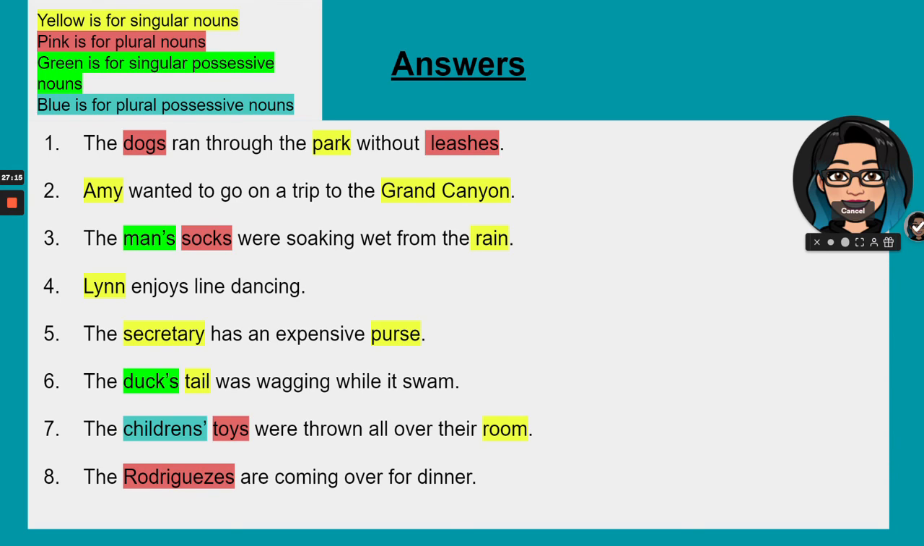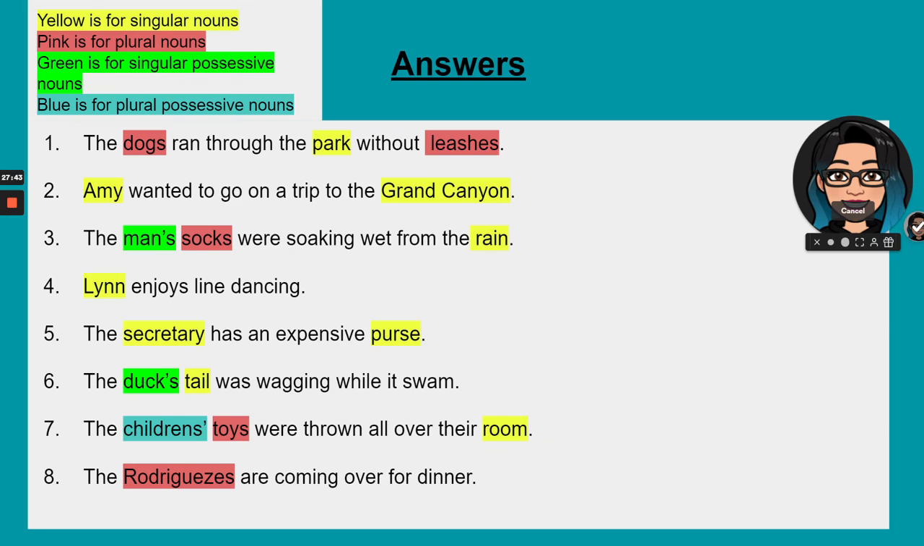So in the first sentence, the dogs ran through the park without leashes. The dogs, it's more than one dog, so it's a plural noun. And then we go to the word park. It's a place. It's one place, so it's yellow. It's a singular noun. And then we have leashes. The leashes are a thing, and there's more than one, so it is a plural noun.